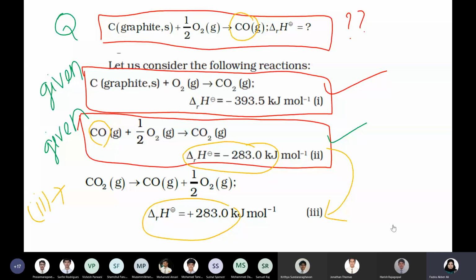In the given equation, carbon monoxide plus O2 giving CO2, and when you're flipping or changing the product to the reactant, CO2 is giving CO and half O2. It's just a reversible reaction. So when a reverse reaction happens, the value of delta H is the same, but the sign will be changing. That is the only thing that happens.